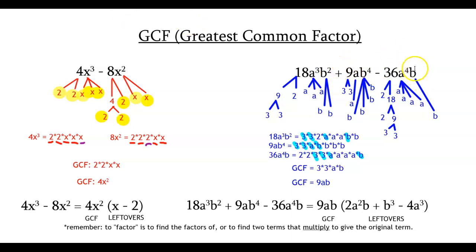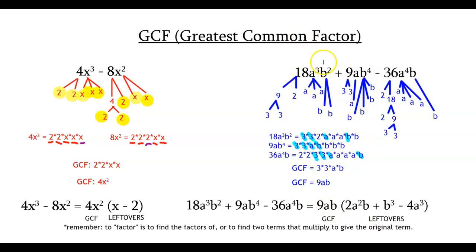B to the 1st is that smallest exponent, so B to the 1st is going to be in our GCF. All right. One last trick to figure out the leftovers. I took out 9AB from every term. 9 times 2 is 18. That's a quick way to figure out what the leftover is for the numbers.